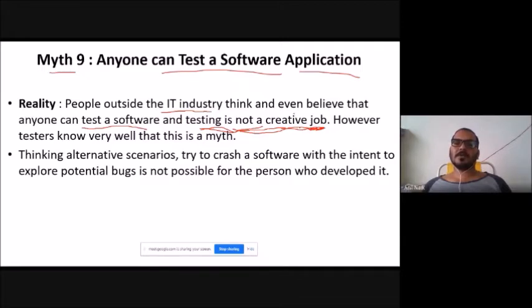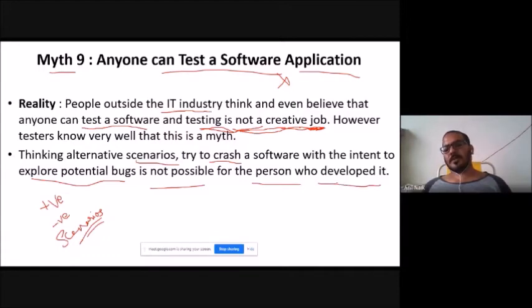Saying it is not creative is one of the misconceptions. However, a tester knows very well that this is a myth. Thinking of alternative scenarios, because we are testing the software application in positive and negative conditions in different scenarios. Trying to think of alternative scenarios and trying to crash the software with the intent to explore potential bugs is not possible for the persons who developed it. So it is one of the misconceptions that anyone can test software applications.